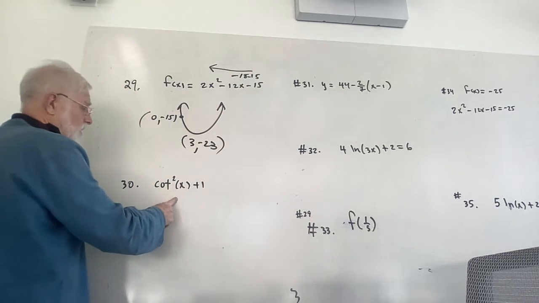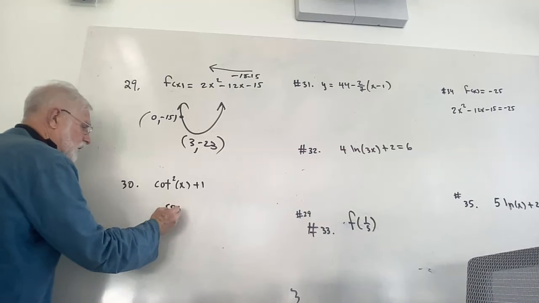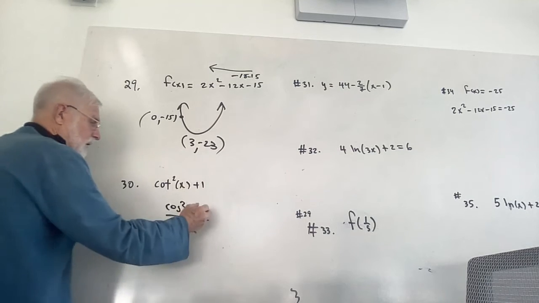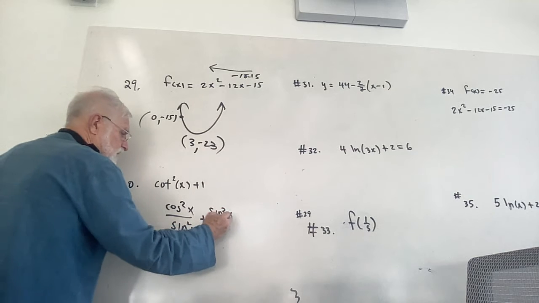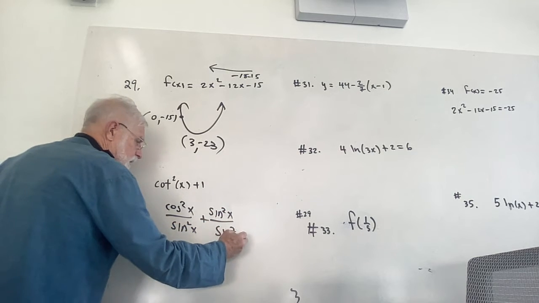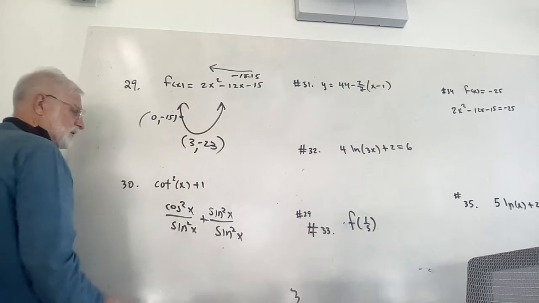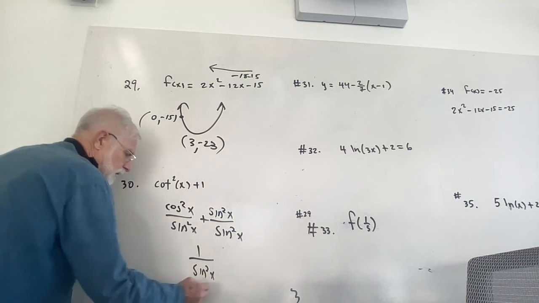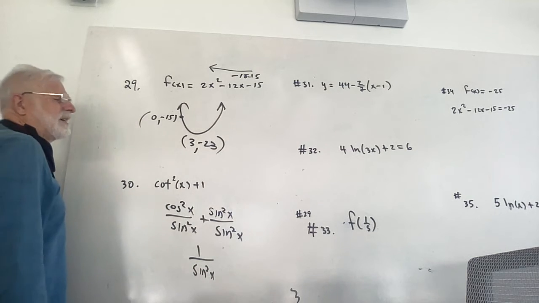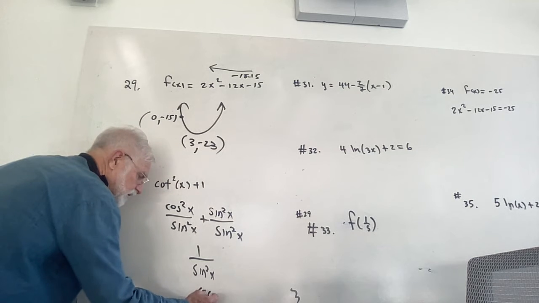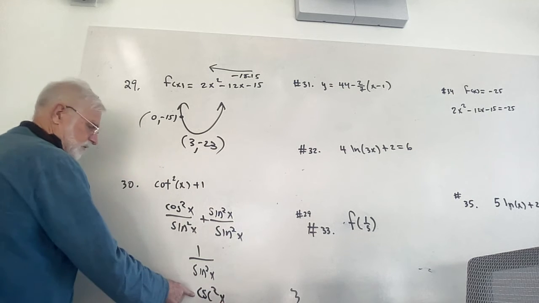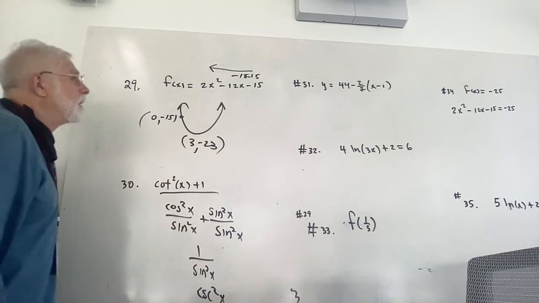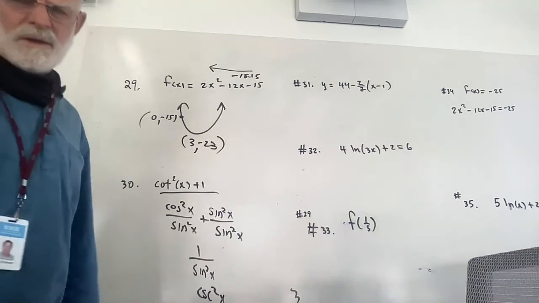Cotangent squared x plus 1. Well, cotangent squared is cosine squared over sine squared. And if I'm going to add 1, I'm adding sine squared over sine squared. I can see cosine squared plus sine squared is 1, so 1 over sine squared. And the reciprocal of sine is cosecant, so this is the cosecant squared x. That's an easier thing to write than the original, so it's simplified. Okay, hopefully you saw that.